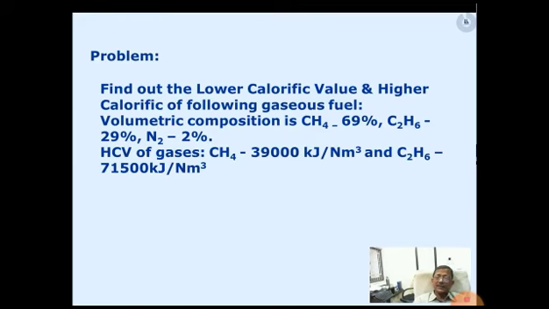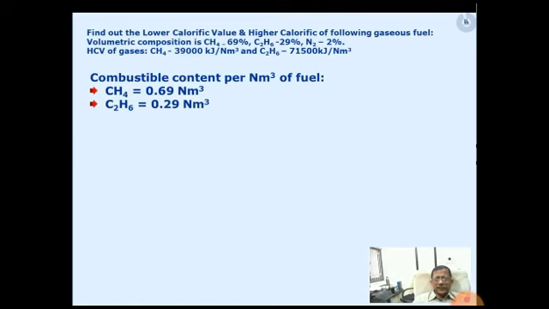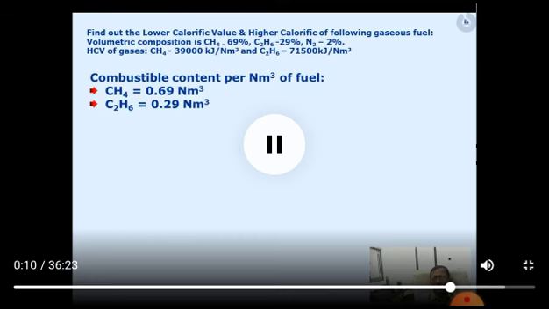Now the HCV of the gases is given, right? CH4 is given as 39,000 kilojoule per nm cube. C2H6 is given as 71,500 kilojoule per nm cube. So again, the fraction analysis will give me that 1 nm cube of this fuel will have 0.69 nm cube CH4 and 0.29 nm cube C2H6.